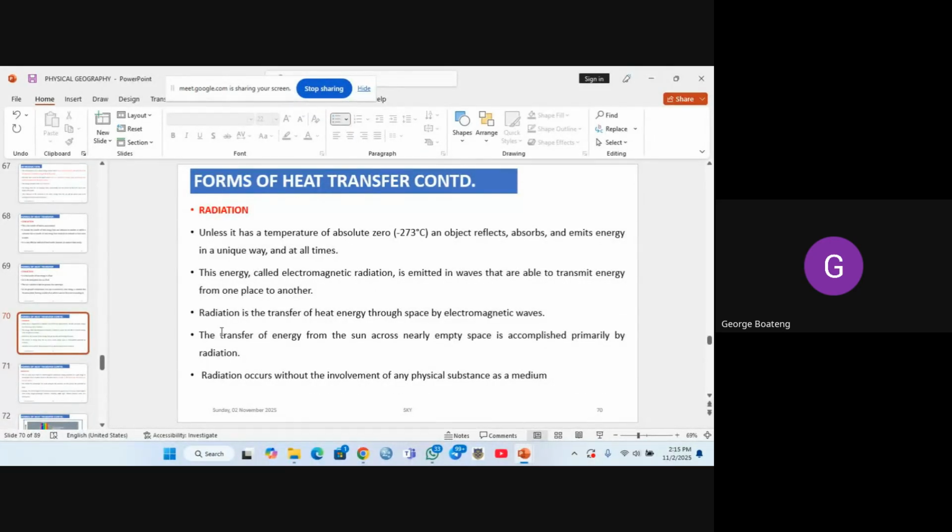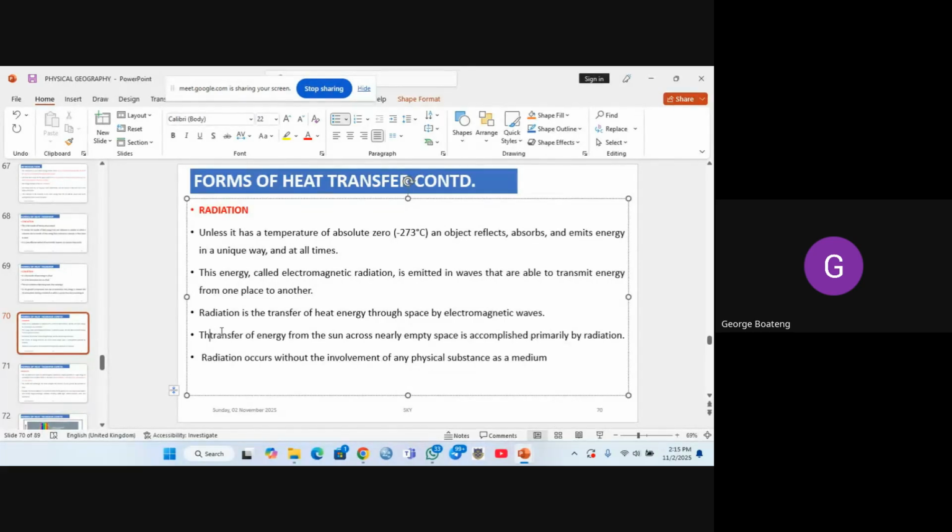Okay. So these are the three heat transfer forms that we have.